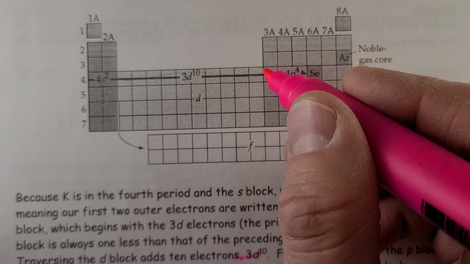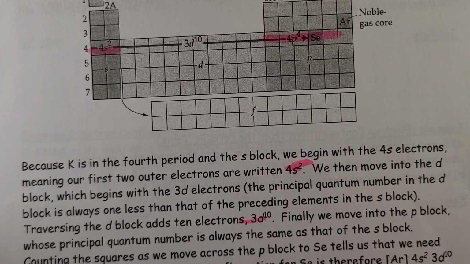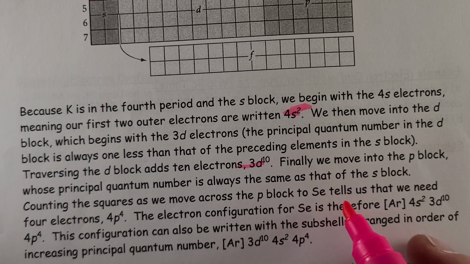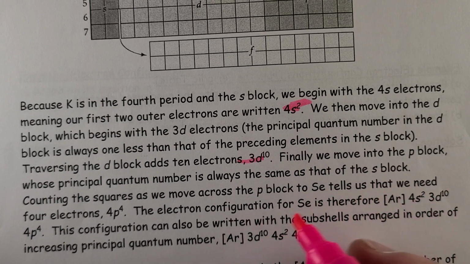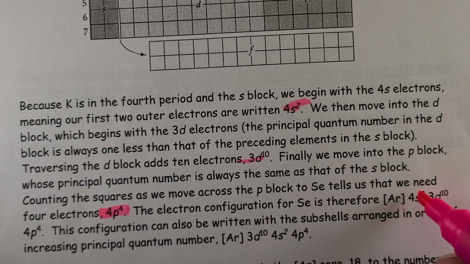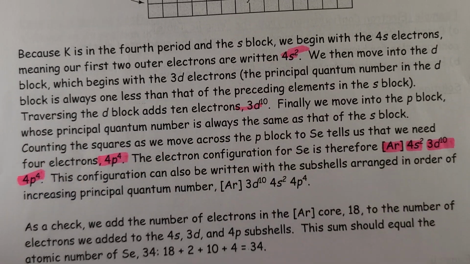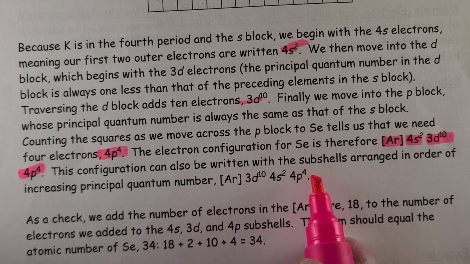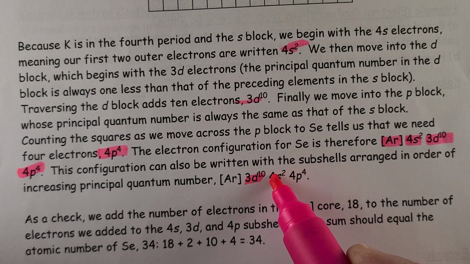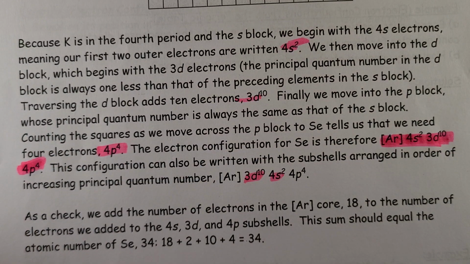So you'll notice that, yes, 4s, 4p, and the d will always be 1 less. So finally move there, counting the squares, move across the p block to Se tells us that we need 4p electrons. Therefore, the electron configuration is argon, 4s2, 3d10, 4p4. The configuration can also be written with subshells arranged in order. So you see here they put the 3d before the 4s, but I like to leave it how it actually is in terms of the levels.